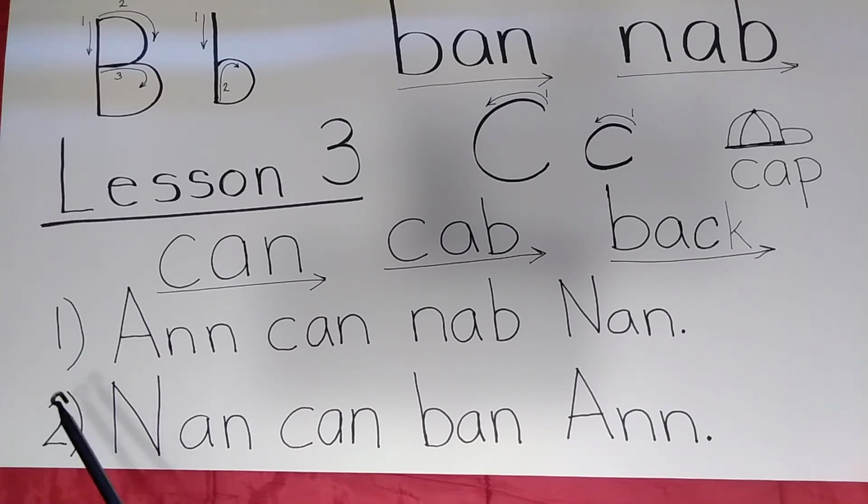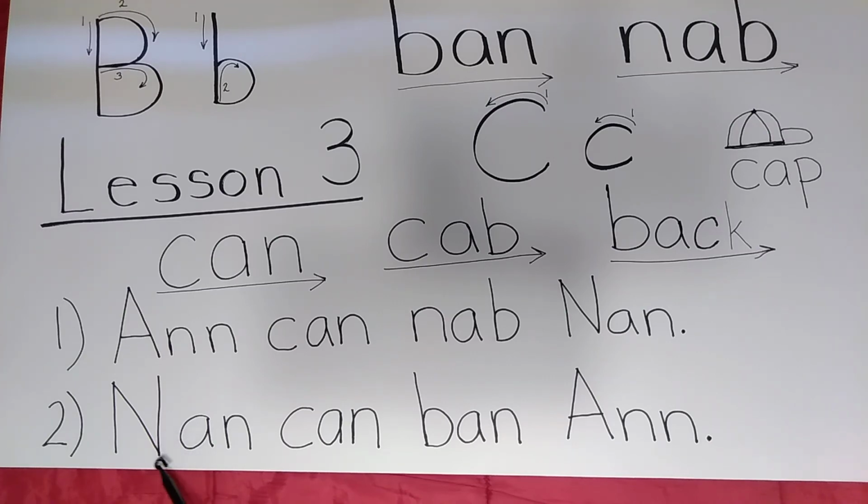Okay, now, here are my answers. The first one, Ann can nab Nan, I would say true, because Ann could nab Nan doing something wrong, like trying to take something out of her room. Now, students may have had trouble with this because of the word nab. This is a word that is unfamiliar to young students especially, and we don't use it very often in our conversation. So they may have gotten confused, and that's okay.